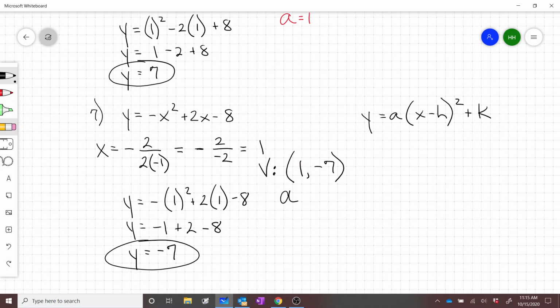Again, our a value is equal to negative 1. So in vertex form, this function is y equals just a negative sign, x minus 1 squared minus 7. There's your vertex form.